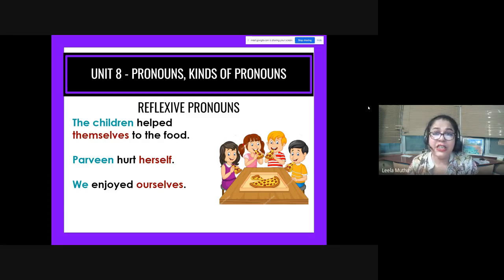So we enjoyed ourselves. We enjoyed ourselves when we went out. Who enjoyed it? We. So the action is done to ourselves. The action of enjoying something is done to ourselves. We enjoyed ourselves. The action of hurting, Parveen hurting, it happened to herself. Parveen hurt whom? Parveen hurt herself. The children helped whom? Helped themselves to the food.